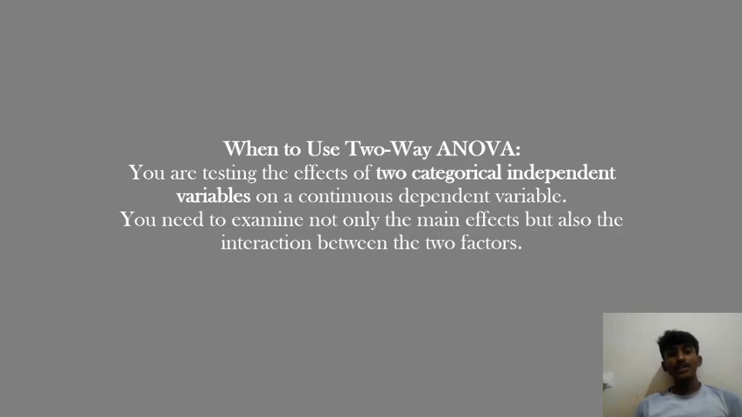When to use a two-way ANOVA? You are testing the effects of two categorical independent variables on a continuous dependent variable. You need to explain not only the main effects but also the interaction between the two factors.